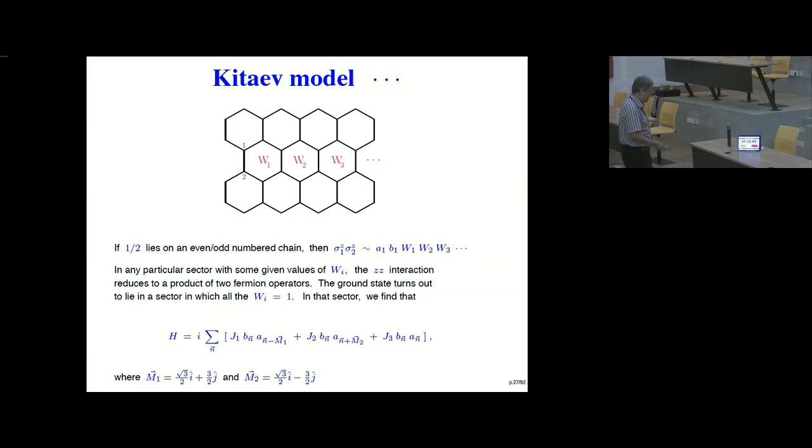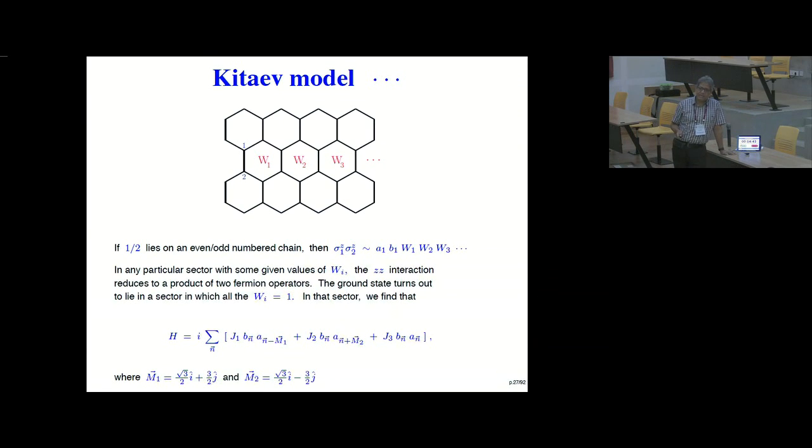But actually, you can also show it analytically by using various theorems about matrices, that the ground state lies in the sector where all the W's are equal to plus 1. Okay. So if you're only interested in the ground state, then there's only one out of these 2 to the N by 2 sectors that you have to work in. So that's a great simplification.